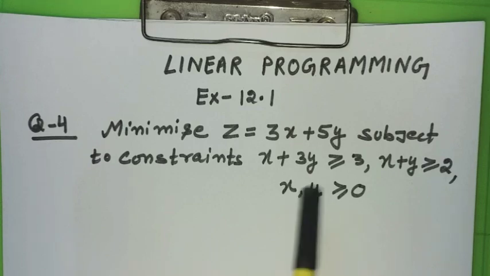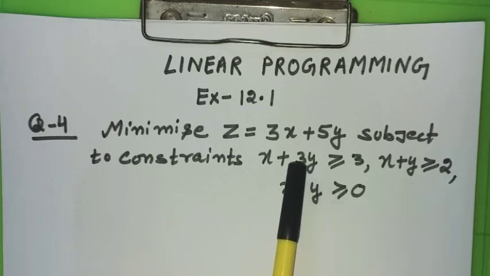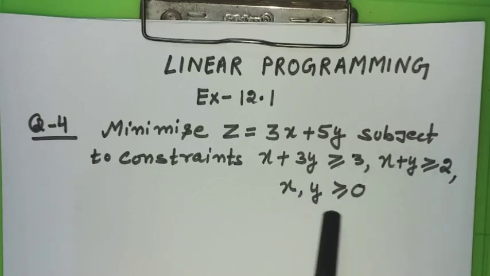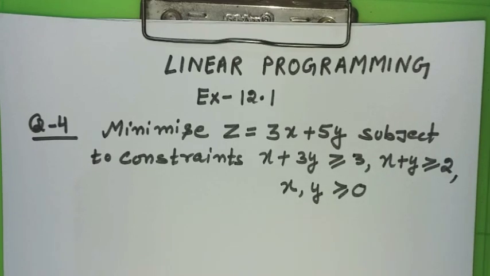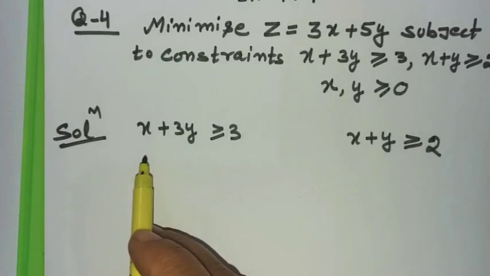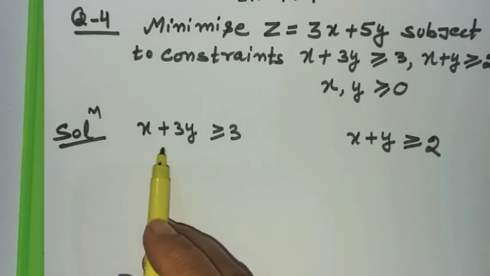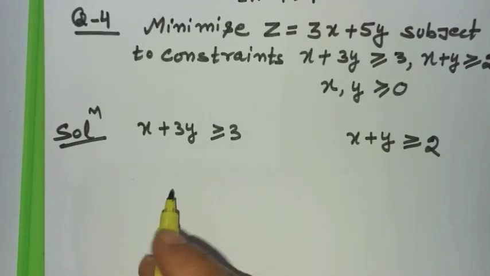So, for that matter, first of all, I have to plot these four constraints, the inequalities, on the same graph sheet, and I will find out the feasible region. Look how. Now, look at this first constraint, x plus 3y greater than or equal to 3.